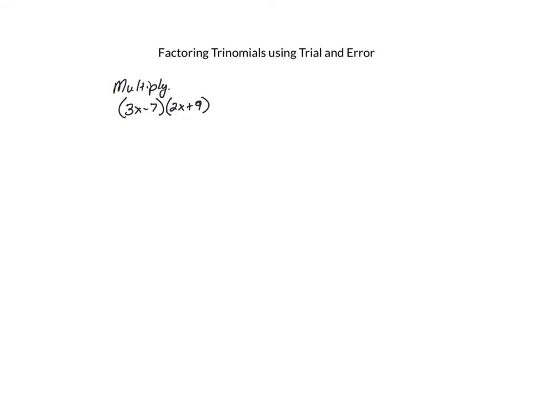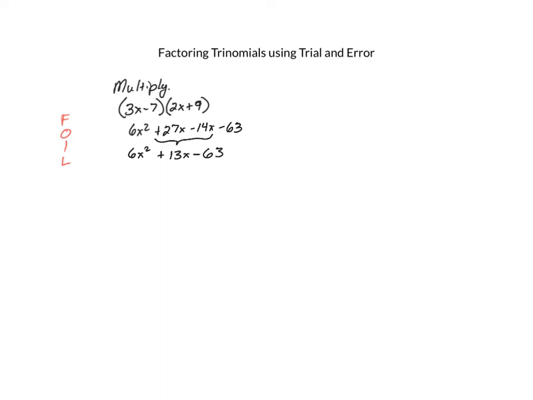And remember, to multiply binomials together, you can use the acronym FOIL, which means you multiply the first two terms together first. So we'll get 6x squared. Then we multiply the outside terms together and we'll get 27x. We multiply the inside terms together and we get negative 14x. And we multiply the last terms together and we get negative 63. And as is often the case, these two terms in the middle are like terms, so we'll combine those. So we get 6x squared plus 13x minus 63.